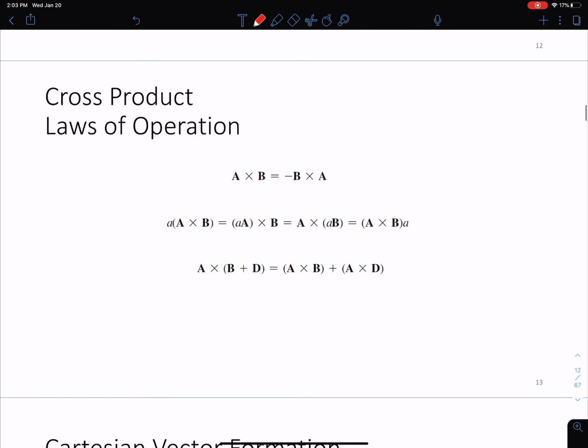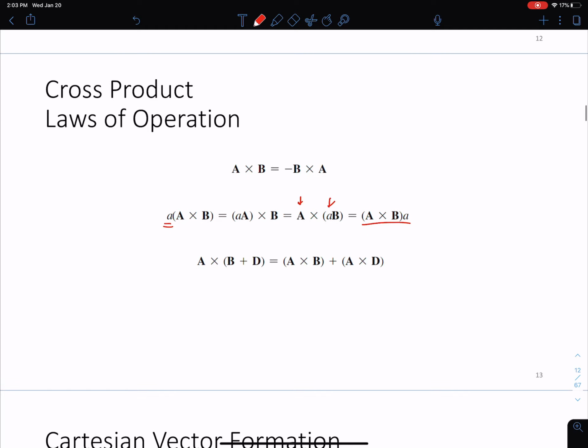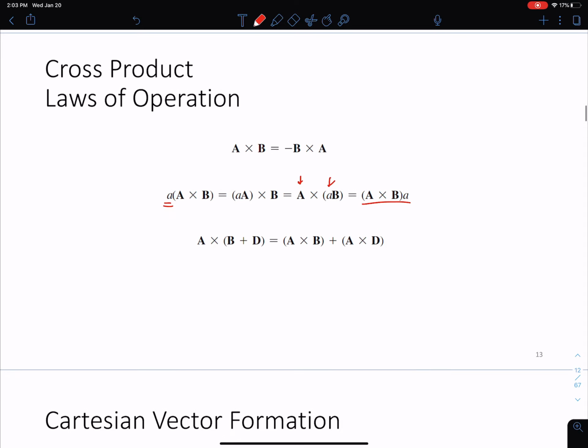Okay, so here are some cross-product laws of operation. We have the anti-commutative property, which means that A cross B is the same as negative B cross A. If we have some scalar alpha being multiplied in, all we have to do is say the scalar alpha times A cross B is equal to alpha A cross B, which is the same as A cross alpha B, which is the same as taking it out altogether. And if we have A cross B plus D, that's the same as A cross B plus A cross D. So we can distribute, the distributive property right there.